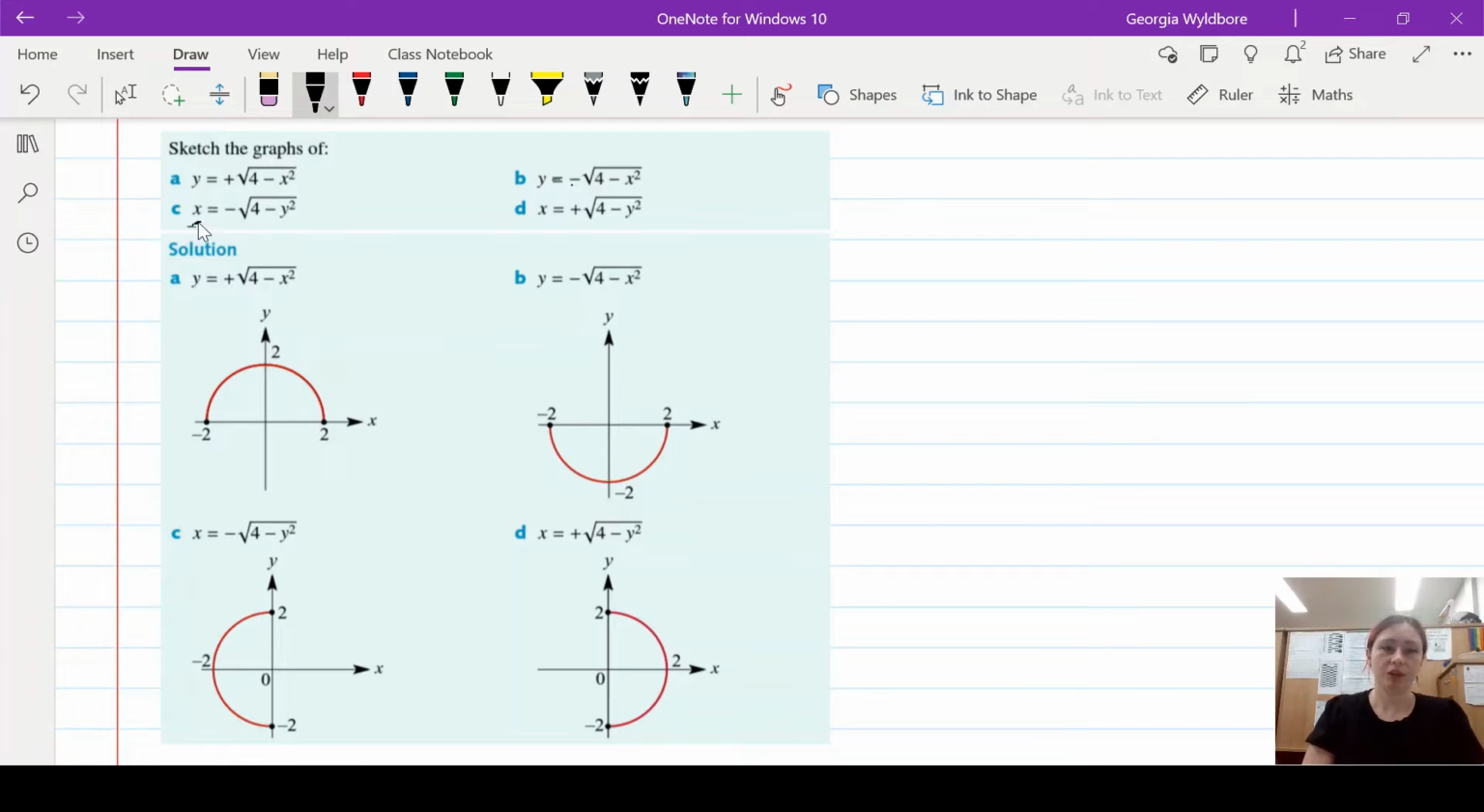When we make the equation equal to x, if it's negative, then we're looking at the negative values of x. If it's positive, we're looking at the positive values of x. So that's really all you need to remember, is that this is y plus your square root, y equals your positive square root, and y equals your negative square root. And this is x equals your negative square root, and x equals your positive square root.